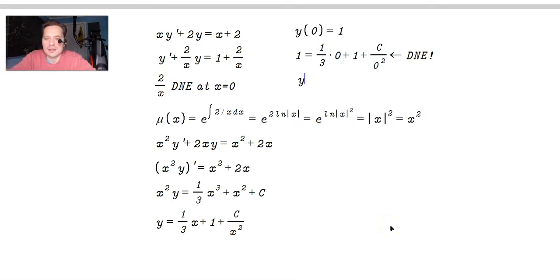Let's try y of -3 equals 0. Can we solve that? Well, so 0, in other words, is your y. And on the right side, you have to replace x with -3. So 1/3 of -3 is -1, like this. And then plus 1. And then you would have plus c over, let's see, that would be the value of x, which is -3 squared, as shown right here.